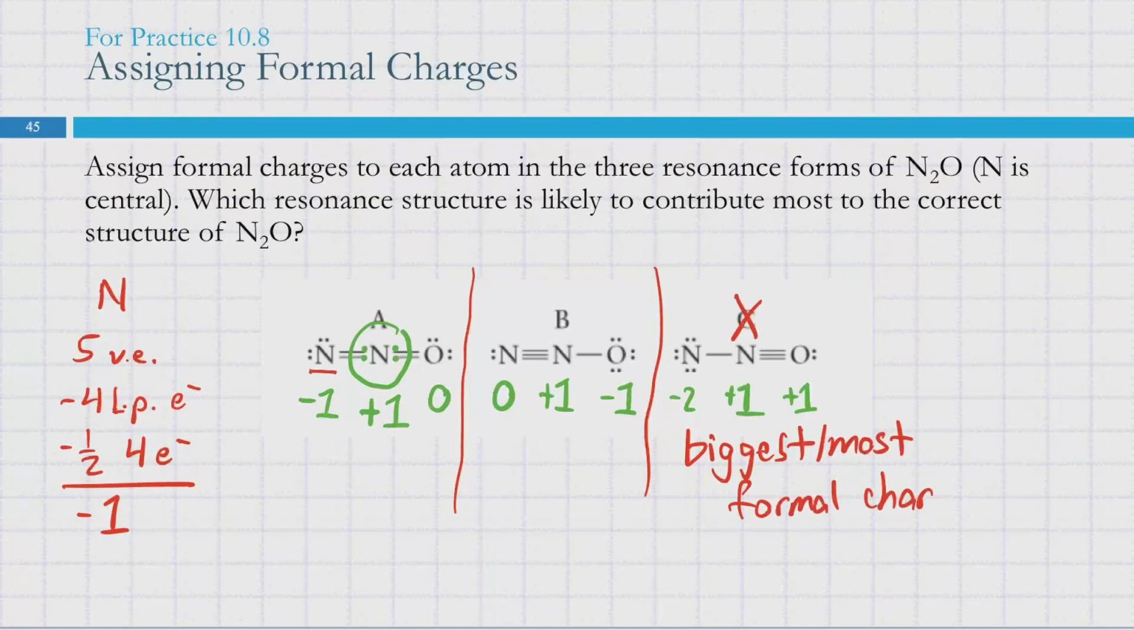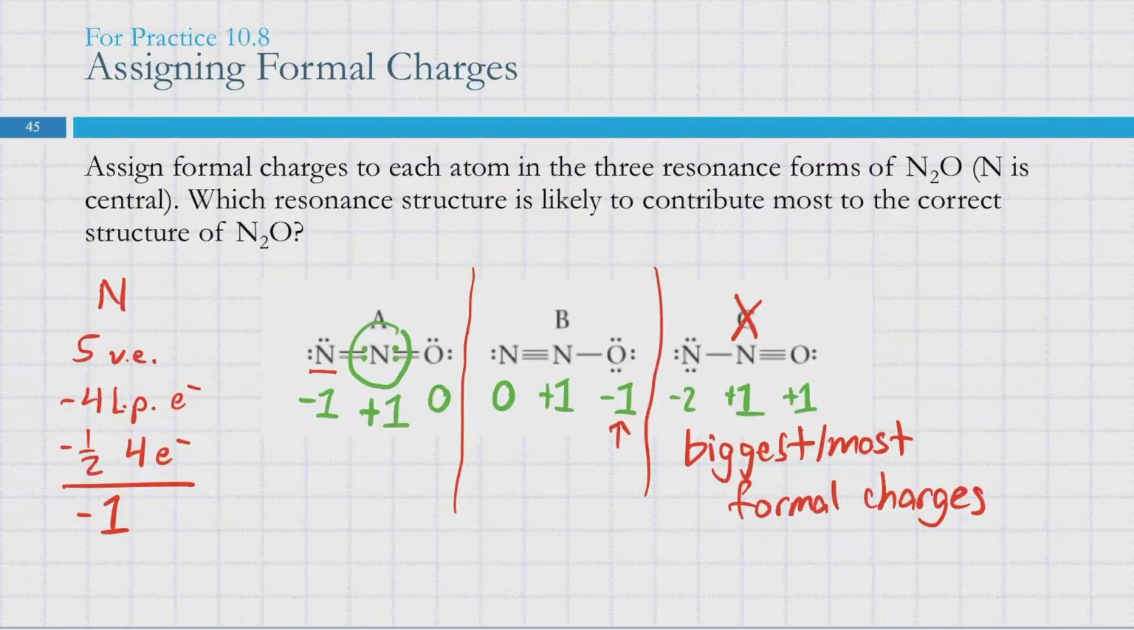So that leaves us choosing between A and B. The difference between A and B is in A, the left nitrogen has the -1 formal charge. In B, the oxygen has the -1 formal charge. So this is an electronegativity difference scenario. Which is more electronegative, oxygen or nitrogen? It's oxygen. It's closer to fluorine.